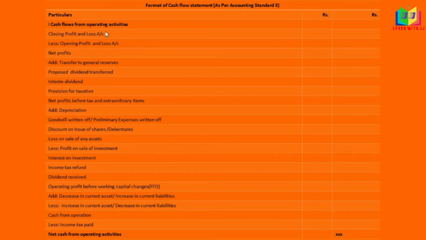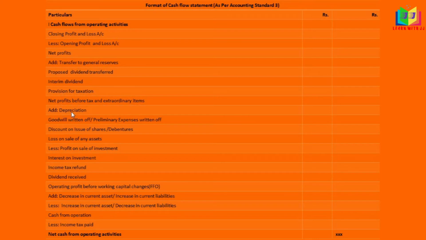First we have to start with operating activity, and in order to arrive at net profit we have to subtract the opening profit and loss account from the closing profit and loss. With that we have to add items like dividend, general reserve, taxation, everything, and we will arrive at net profit before tax and extraordinary items.